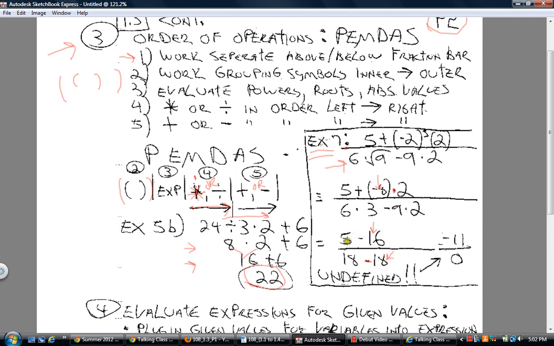Okay. Now, when you take several steps to write these, the problems go fairly quick. 5 minus 16, the result is negative 11. There's an equal sign here. And 18 minus 18 is 0. And hopefully you put the brakes on because, what class? You know the answer. When the 0 is under the line, it's undefined. Okay, you're done. You're good to go. Okay, let's move on.